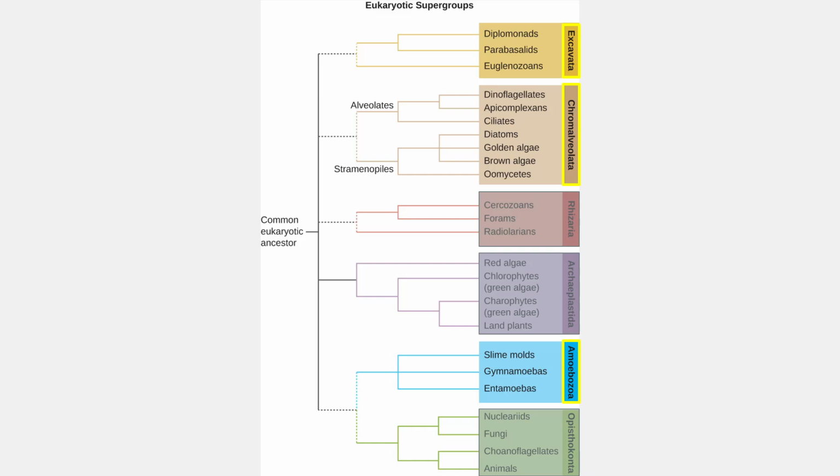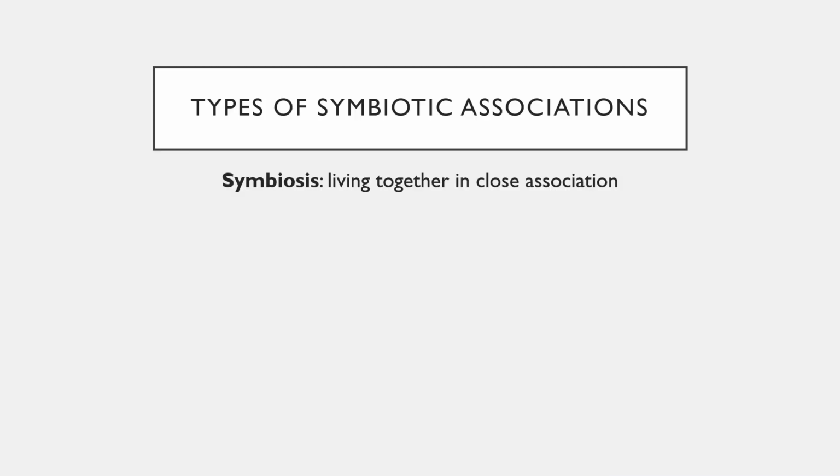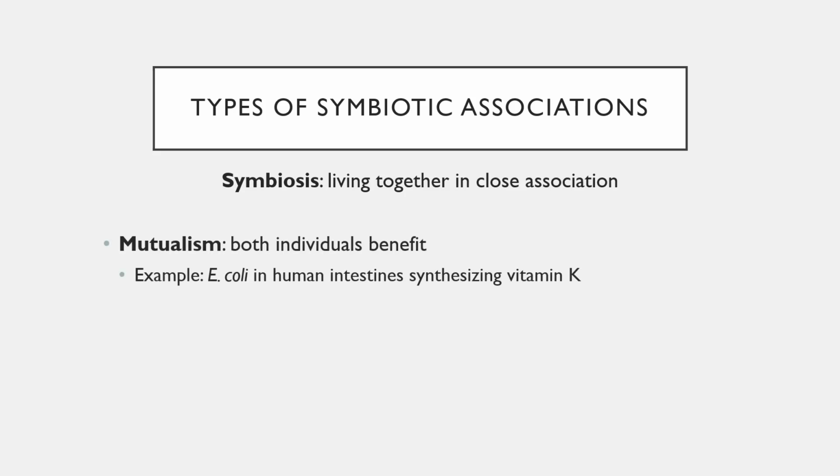So on that note, before we go any further, we need to take a moment to discuss symbiotic relationships. Symbiosis is defined as living together in close association. Parasitism is just one type of symbiosis. There are a variety of different types of relationships between separate organisms that fall under this category. One of them is mutualism. And mutualism is a symbiotic relationship wherein both individuals benefit.